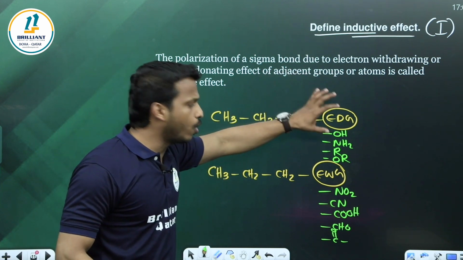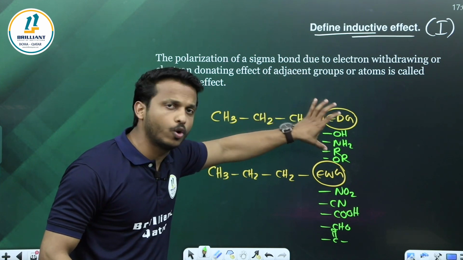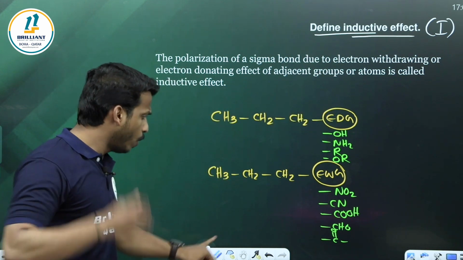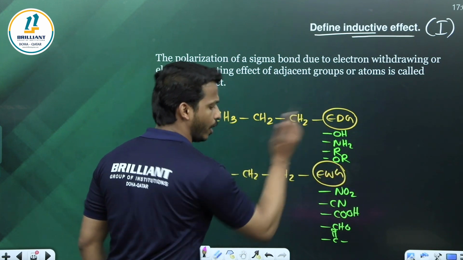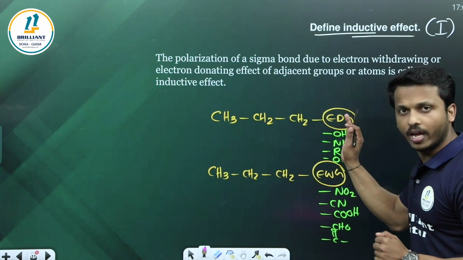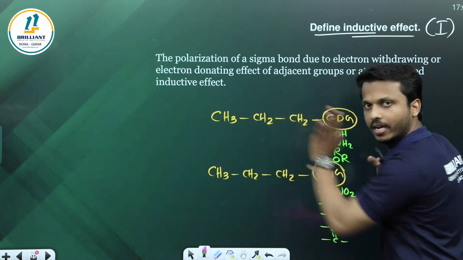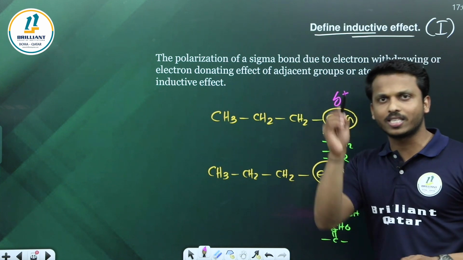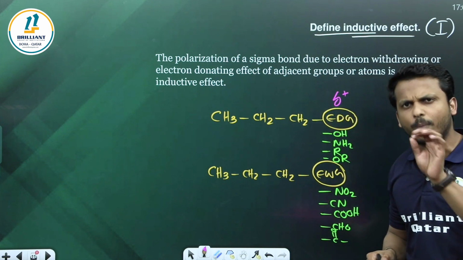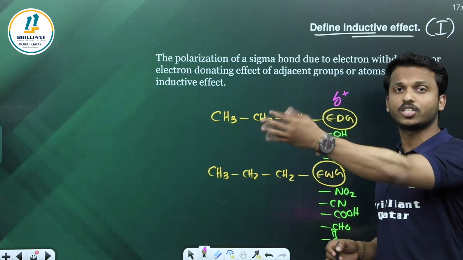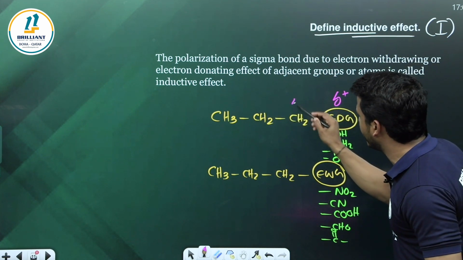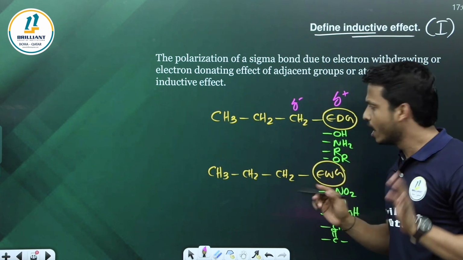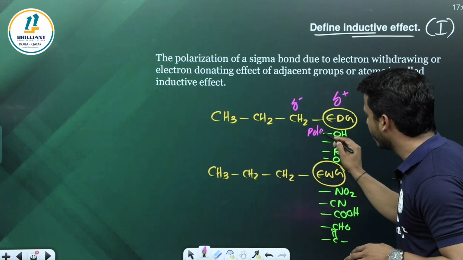Suppose an electron donating group is present on the saturated chain, what is going to happen? See dear all, very simple. This electron donating group will donate electron to the chain. When it donates electron, it will get a partial positive charge. The small delta indicates a small positive charge. It is donating to this carbon, so this carbon will get a negative charge. Now this bond is polar.